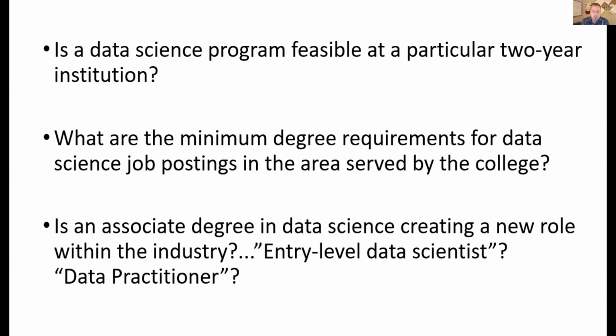Is an associate's degree in data science actually creating a new role? We kind of touched on this a little bit before, this idea of the data practitioner or middle level skills or entry level data scientist, whatever you want to call it or define it. Is this a new role? And if so, are the human resources offices that are creating these job postings aware of this new role? Does industry even know how to articulate this new role in their job postings?